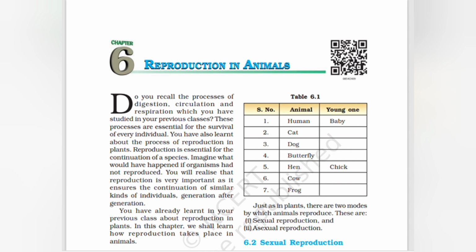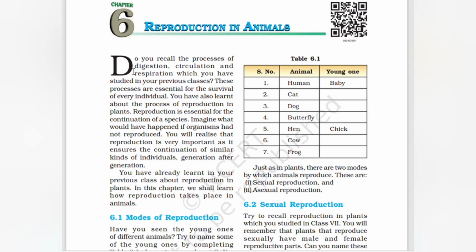Today in class we are going to learn the sixth chapter, Reproduction in Animals. Do you recall the processes of digestion, circulation and respiration, which you have studied in the previous classes? These processes are essential for the survival of every individual.